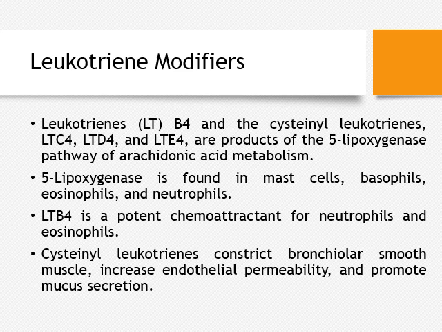Leukotriene B4 and cysteinyl leukotrienes LTC4, LTD4 and LTE4 are products of the 5-lipoxygenase pathway of arachidonic acid metabolism. The 5-lipoxygenase is found in mast cells, basophils, eosinophils and neutrophils. LTB4 is a potent chemoattractant for neutrophils and eosinophils. The cysteinyl leukotrienes constrict bronchial smooth muscles, increase endothelial permeability and promote mucus secretion, thereby causing narrowing of the bronchioles. The leukotriene modifiers decrease these effects and cause bronchodilation and decrease the symptoms of asthma.